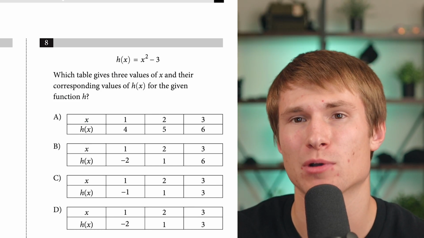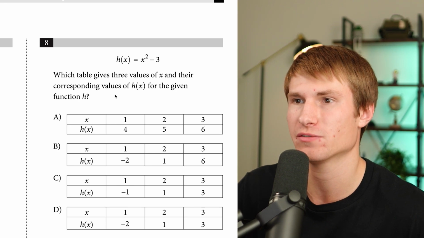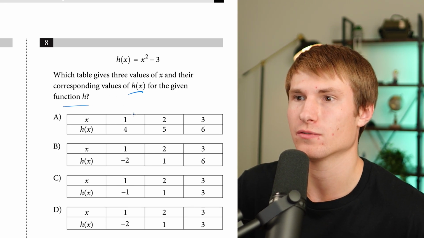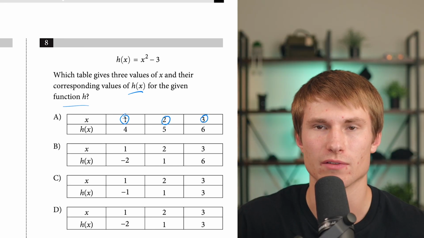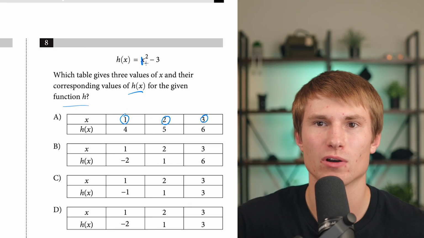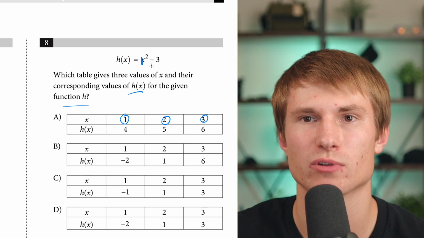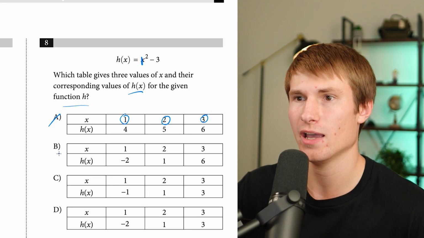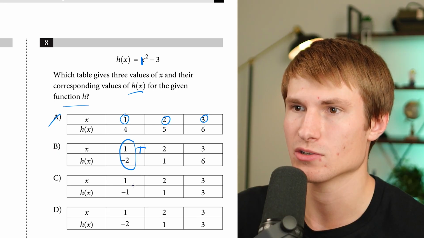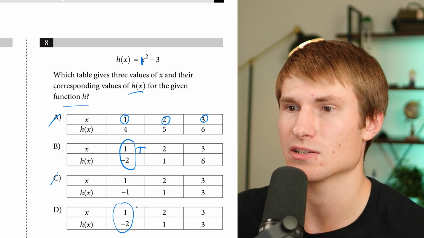Question 8 states which table gives 3 values of x and their corresponding values of h of x for the given function. All right, so the first thing I'm going to notice is that all of these have these x's of 1, 2, and 3, so it's going to be pretty easy to solve this. I'll start by plugging in 1 for x. If I put in 1 for x, I have 1 squared minus 3. I know 1 squared minus 3 is going to give me a value of negative 2. Therefore, I can get rid of A. B is still a possible answer because that is true. C I can get rid of, and then D is also a possible answer because that's true.